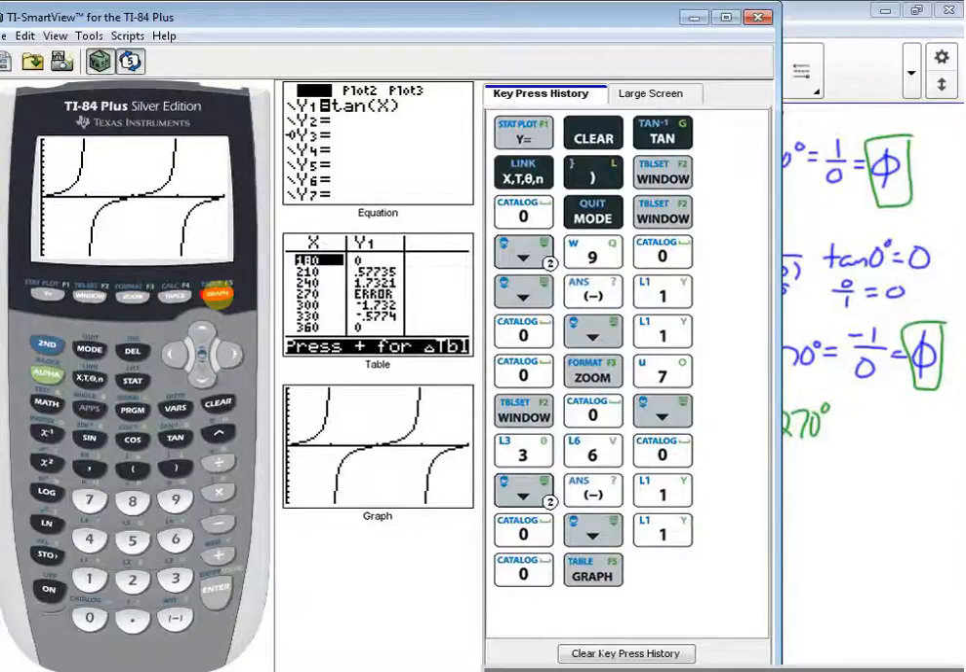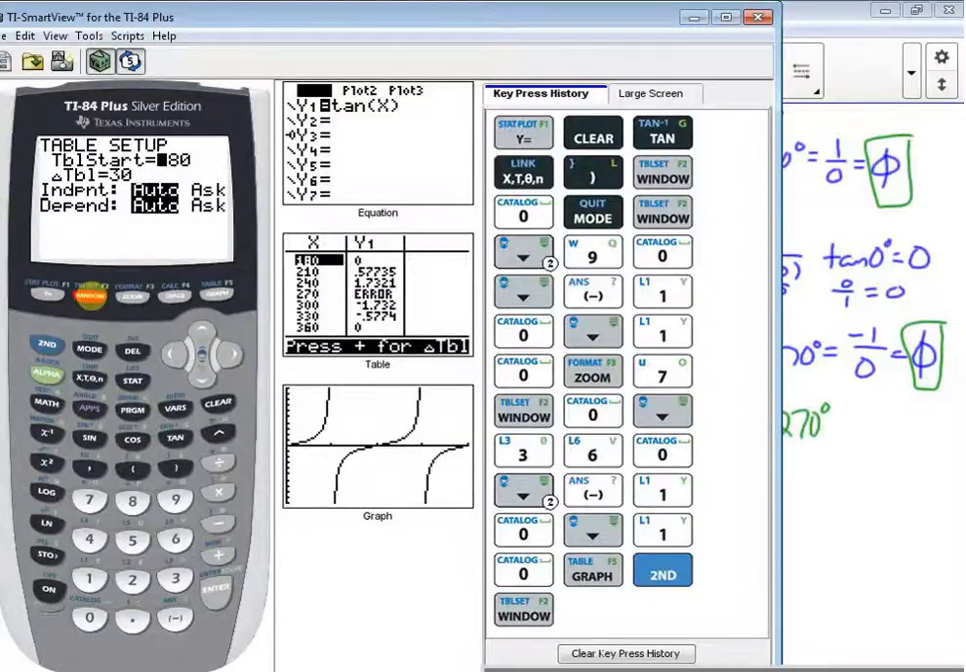Okay, so let's start with the tan graph, getting some points. So now for our table, let's set that up. So let's go to second window, and let's have it start at 0. And let's have it increment by 15s.